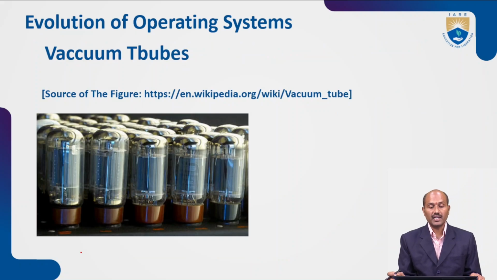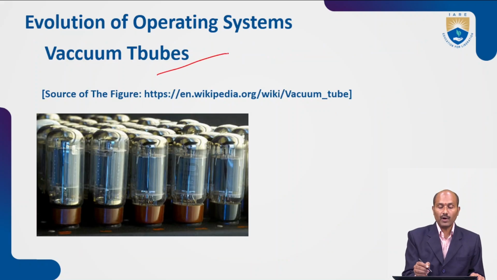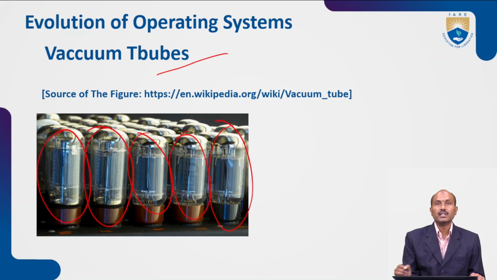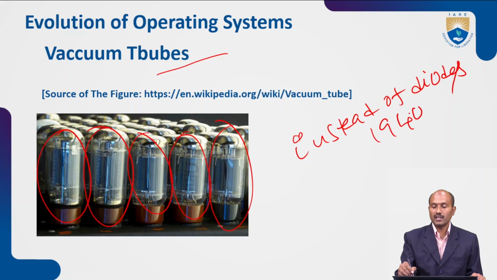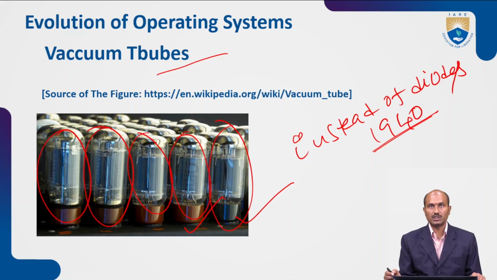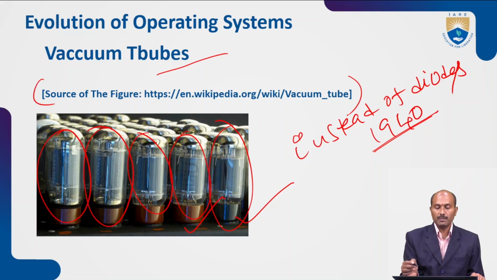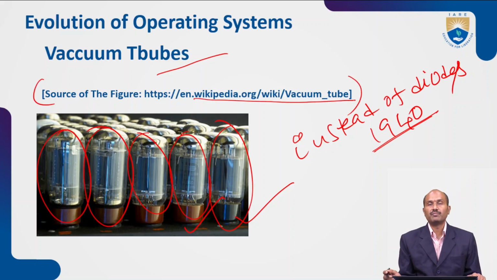This computer contains vacuum tubes. The structure of a vacuum tube is shown here. This is a single vacuum tube. They did not use diodes, because diodes were not invented in the 1940s. Instead of diodes, they used vacuum tubes, and that is why it occupies a very long space. This image of a vacuum tube is from Wikipedia.